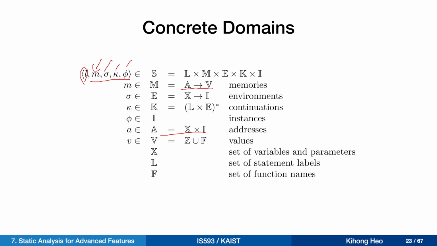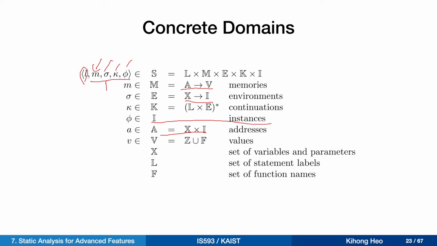So here we use instance. An instance is a timestamp, a kind of global counter that ticks at each function call, so that we can differentiate variables with the same name based on the different instances. And the next one is an environment, which is a mapping from variables to instances. It provides the information of the current instance for each variable.